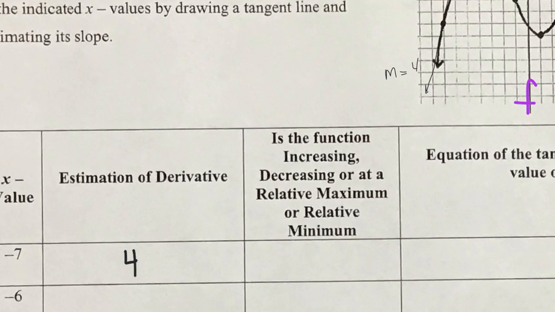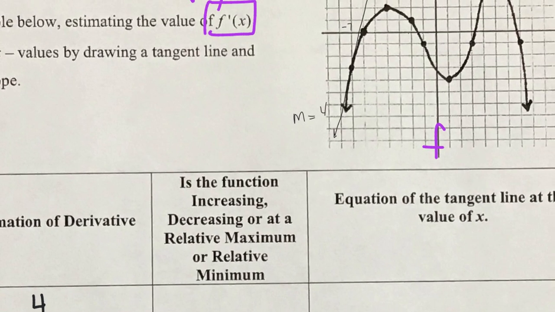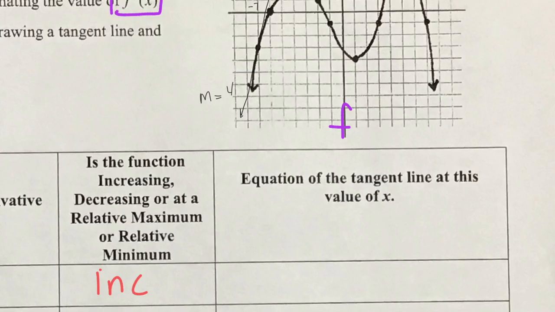Since we don't have an equation, we're not going to do the difference quotient. Is the function increasing, decreasing, at a relative max or min? So looking at the y values here, what are the y values doing of our function? Increasing. So we're going to write increasing in here, and we're probably going to make some general statements towards the end of this based upon our increasing and decreasingness. Right, the equation of the tangent line.